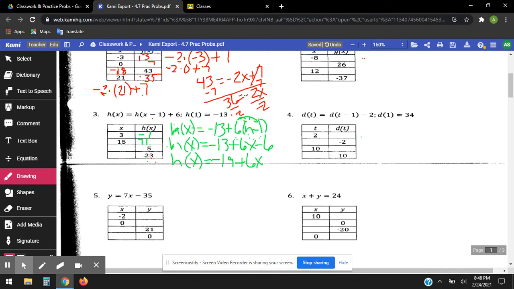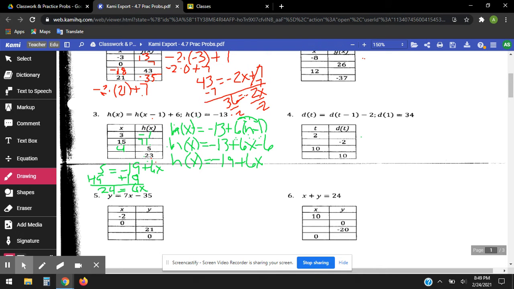So now when I plug in a 5 equals -19 plus 6x, I don't have to deal with those parentheses. So I'm going to add 19 to both sides. That is 24 equals 6x. Well, 6 times 4 is 24.